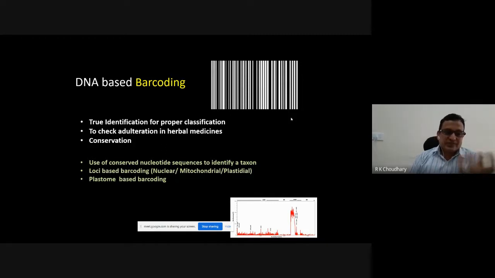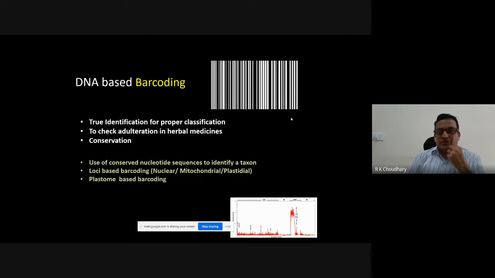whether, suppose you are studying some Lamiaceae groups or the particular genus Ocimum, it's real Ocimum or something else. If you're using those barcodes, it will tell you with surety that this particular DNA sequence belongs to Ocimum sanctum and not anything else. And also it helps you to stop adulteration in herbal medicines. I'm going to explain this later also.